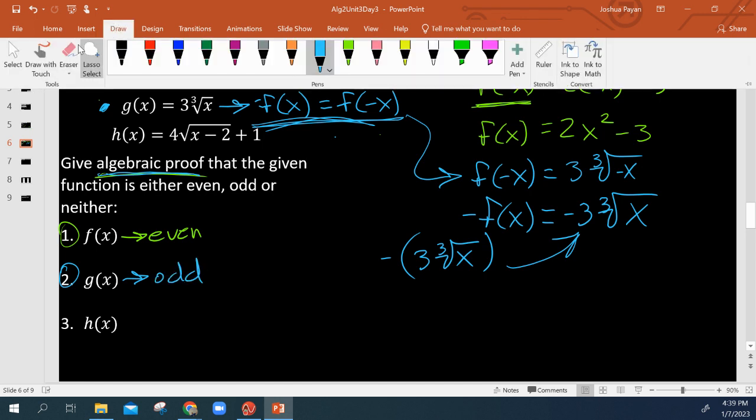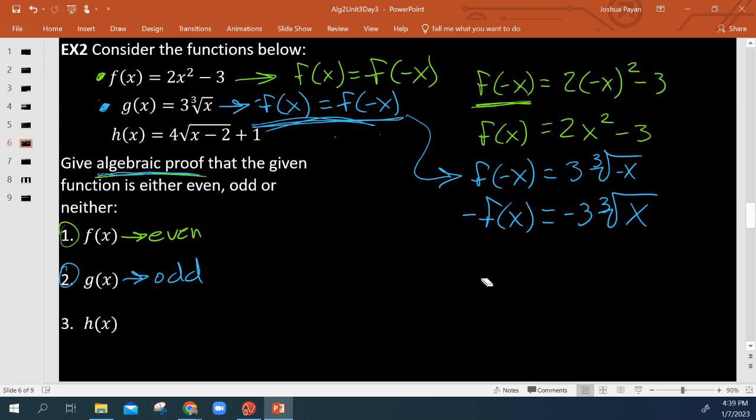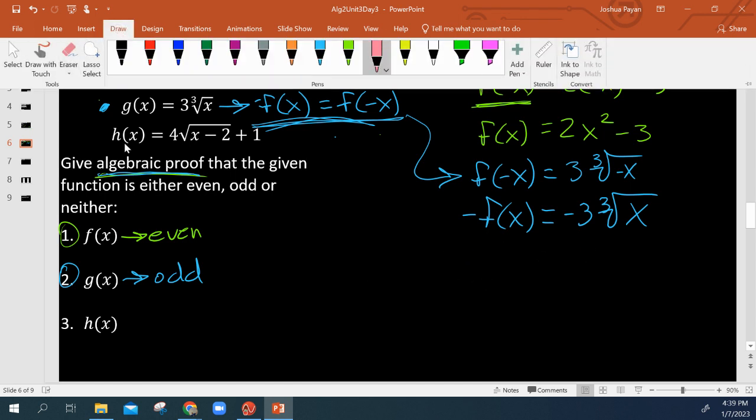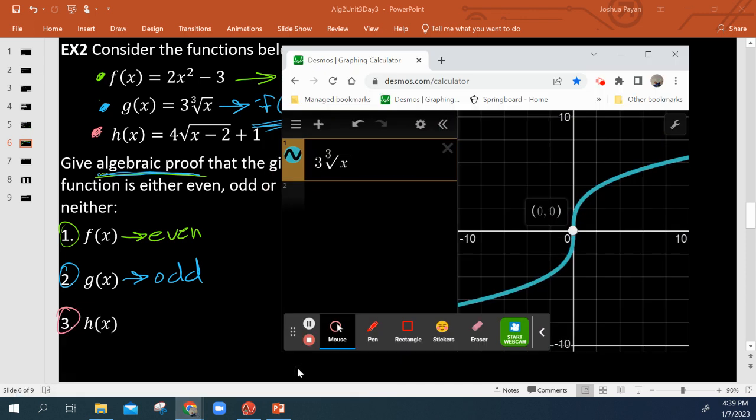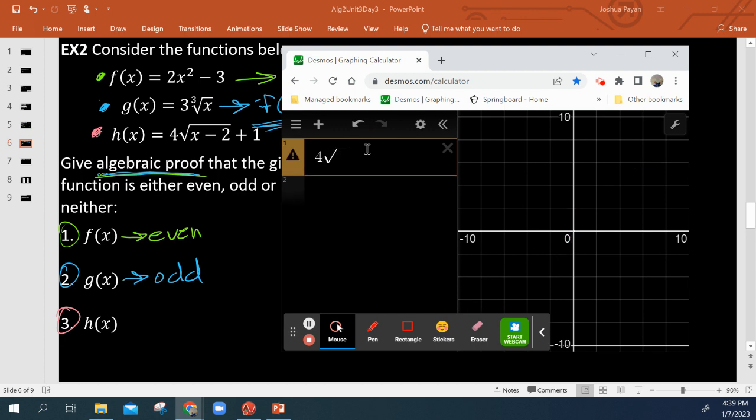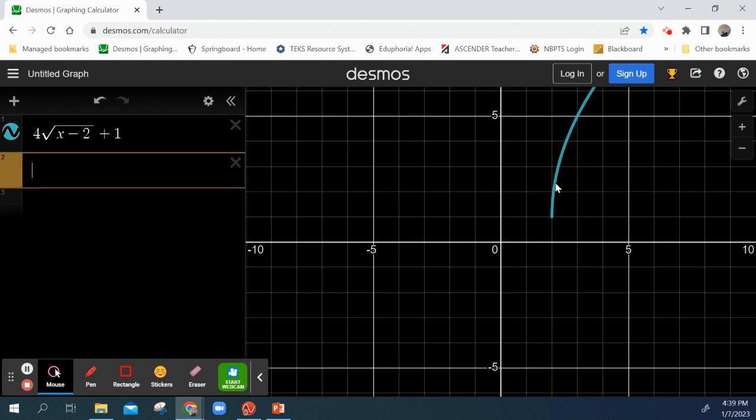Okay, now let's look at something a little bit different. So let's look at number 3. We're looking at h of x here, right? And I know that this function is going to be neither. Okay, now just to prove a point, let's throw this into Desmos and just look at the visual of it here. Let's look at the geometry. So 4 square root of x minus 2, all plus 1. Okay, so let's make it full screen here so we can get a better picture.